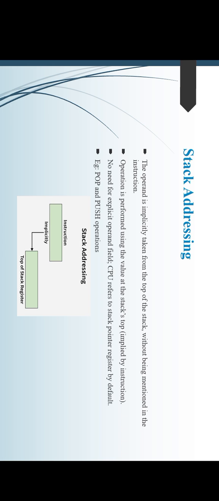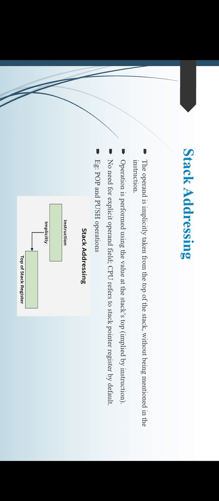Next, the final addressing mode is stack addressing. In this, the operand is implicitly taken from the top of the stack. Without being mentioned in the instruction, the operation is performed using the value at the top of the stack, which is implied by the instruction. There is no need for an explicit operand field. The CPU refers to the stack pointer register by default. For example, pop and push operations.